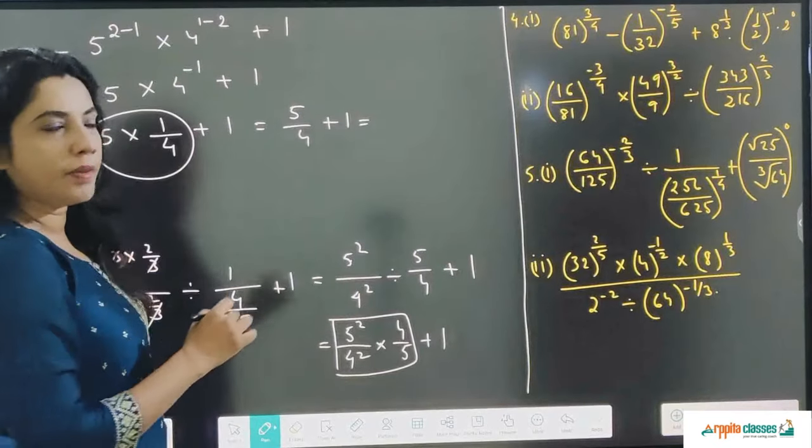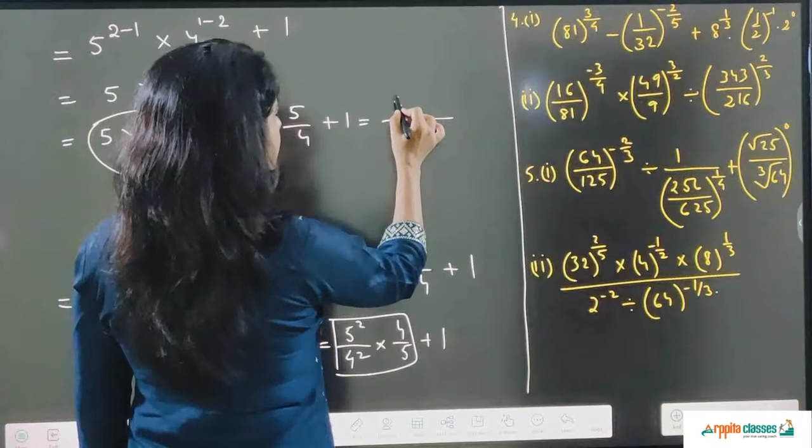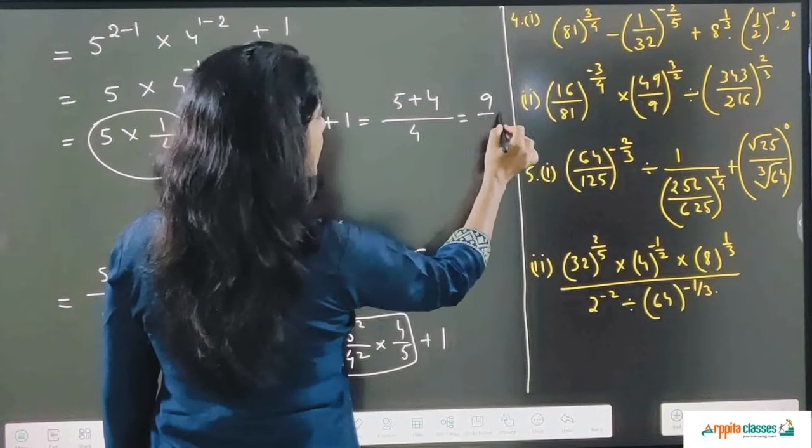Now I'll take the LCM. 4 is the LCM, so I get 5 plus 4, that's 9 by 4.